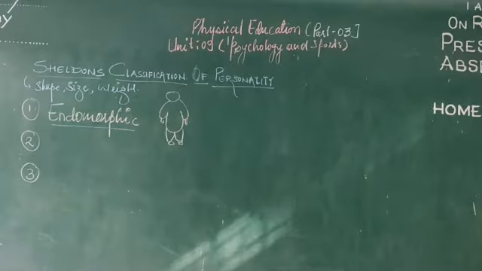Endomorphs are comfort loving, peaceful, sociable, relaxed, tolerant persons. They are fun loving, good humored, even tempered, and they are food lovers.